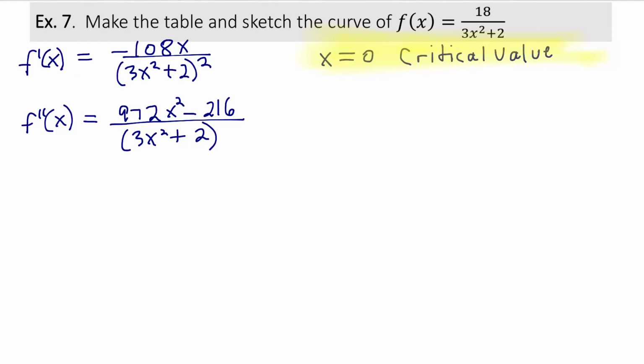So for the second derivative, checking for inflection points, if I set my numerator equal to 0, you can see that x squared would have to be 216 over 972.